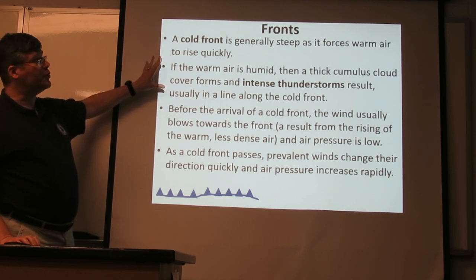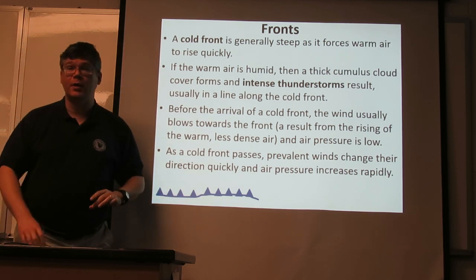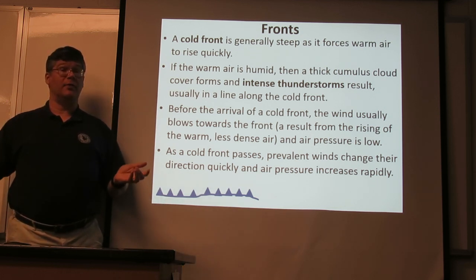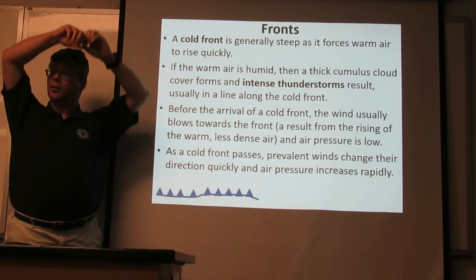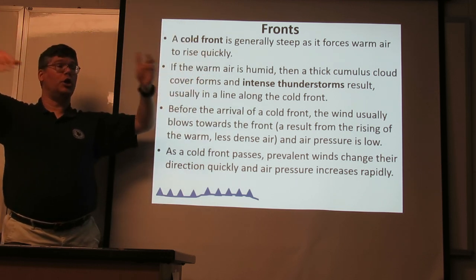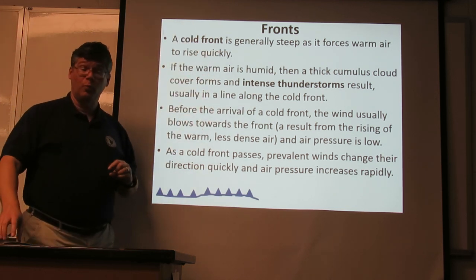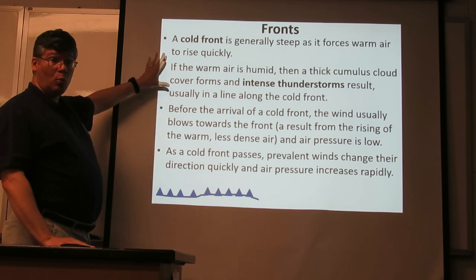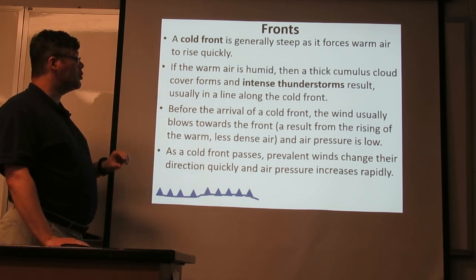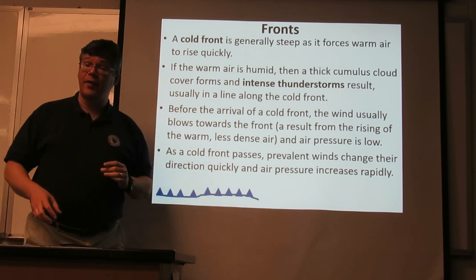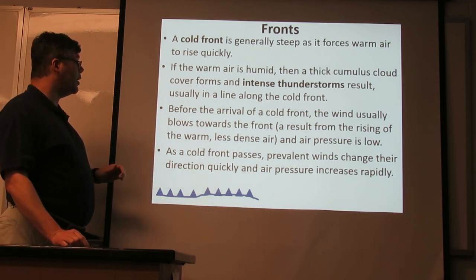If that warm air is also humid, rising moist air cools, hits the dew point, makes clouds. Rising air puffing up, that's our cumulus clouds. Often, with the fast rising air there, we can make strong thunderstorms. A whole line of thunderstorms along the front of a strong cold front is a very common phenomenon.